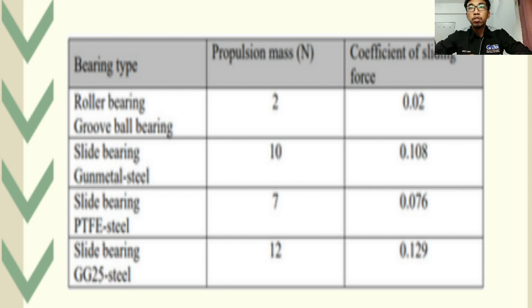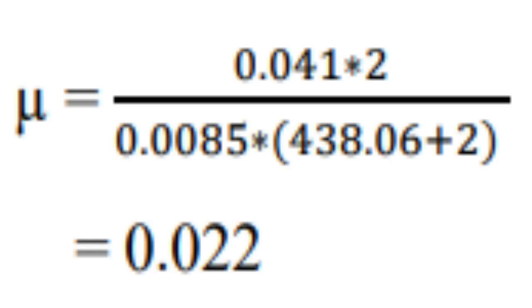The data from this lab session is 0.041 times 2 over 0.0085 times 438.06 plus 2, and we got the coefficient of sliding force is 0.02.